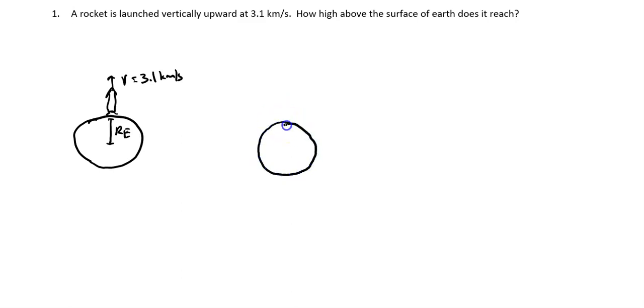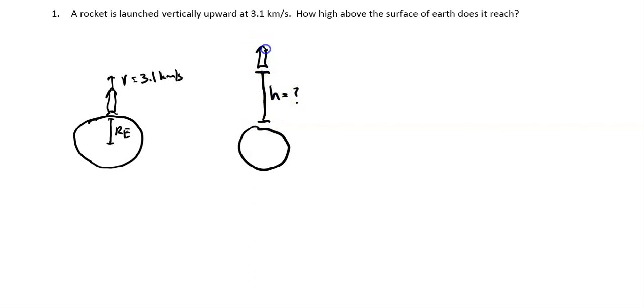And then we want to know how high above the surface of the Earth does it reach? So it starts at that point and then it goes to some point higher. And we're trying to find this height right here. And this is our rocket right there. Cool. And again, that is the radius of the Earth. Cool. So I went ahead and drew a picture.